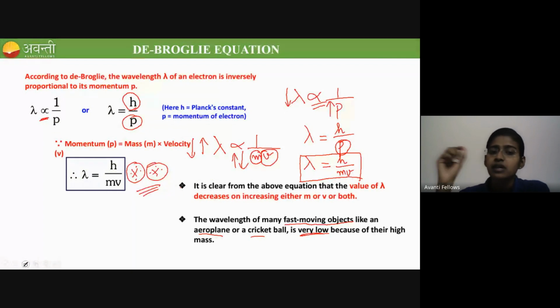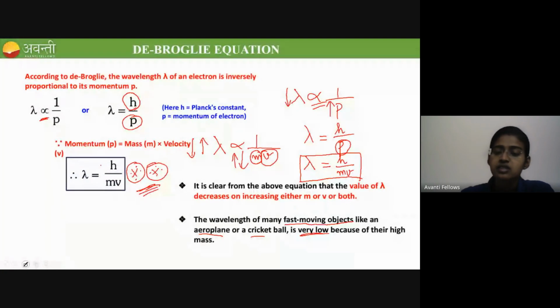So for microscopic objects like electron, the mass of the electron is very less, right? So thank you so much for your understanding, my dear. For electron, the mass is very less, so the wavelength will be very high. Okay, for macroscopic objects, mass is very high, so the wavelength is very less. Got it? So this is the relation you need to keep in mind. So this is about the de Broglie equation. From the de Broglie equation, you have to study this formula and you have to understand the concept behind it. Got it?